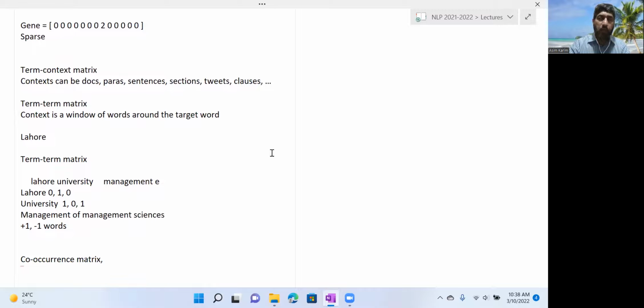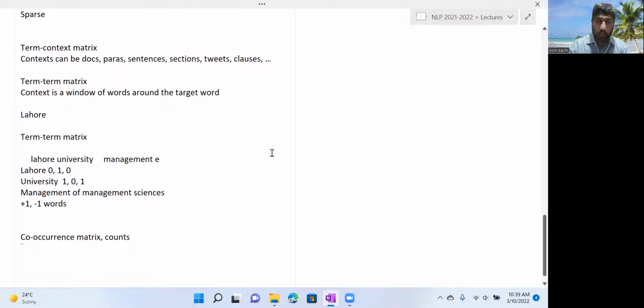And the values we have are essentially the counts. So the number of times that, for example, management occurs in the context of Lahore, okay? Or the number of times science occurs in the context of management and so on. And we can create such matrices for different context sizes. So usually in practice, we will have +4 and -4 word context. So you can have more or less as well, but 3, 4 is common.